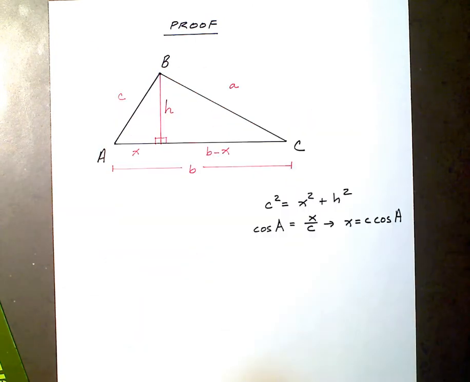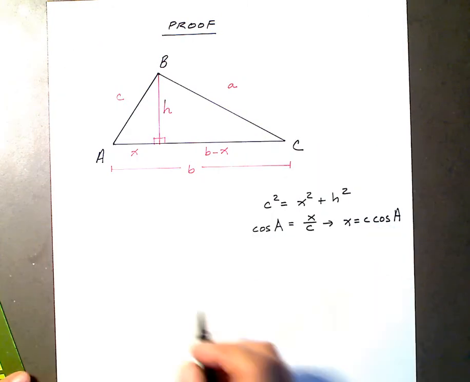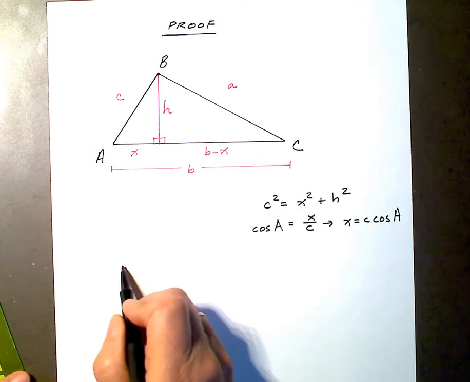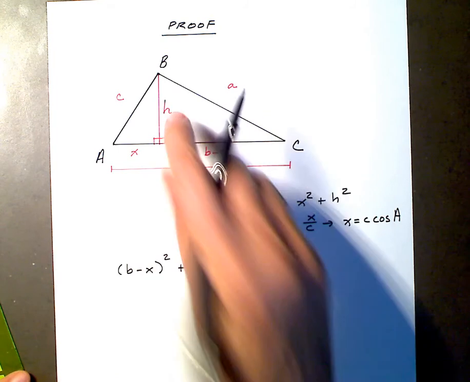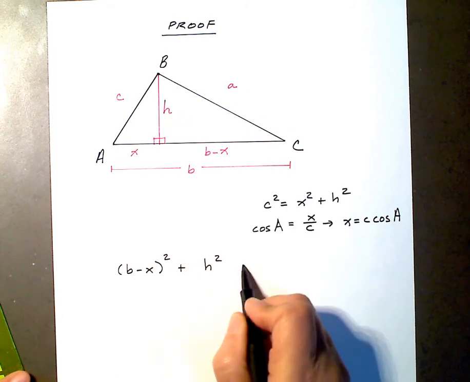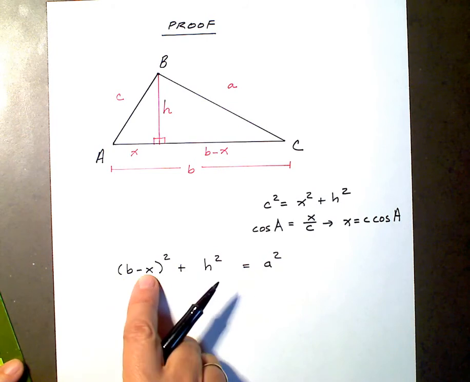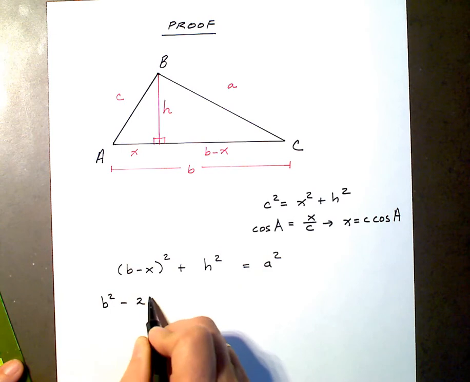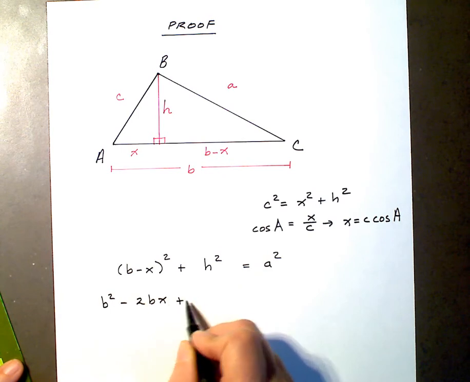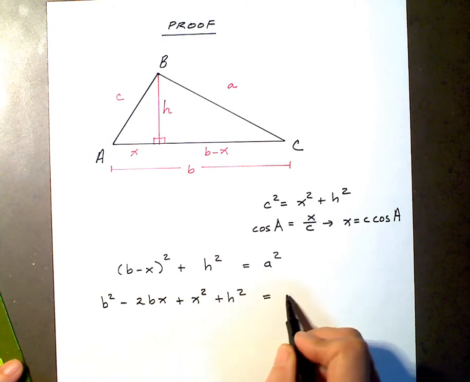So if I now focus on this triangle on the right, again using the Pythagorean theorem on that little right triangle, I can say that this side squared, so (b minus x) squared, plus the height squared, that side squared, will be equal to a squared, which is the hypotenuse squared. So if I FOIL this out, (b minus x) times (b minus x), I will get b squared minus 2 times b times x plus x squared. And then I'm still adding the h squared, and this is all equal to a squared.